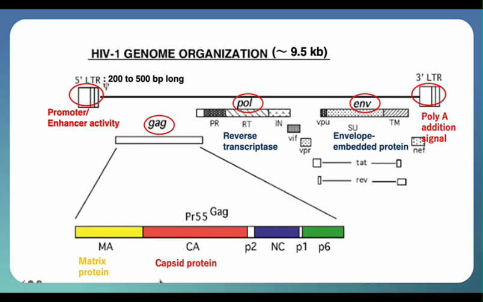Next, there is the POL region. This region encodes the reverse transcriptase enzyme and others. Finally, there is the ENV region. This region encodes the envelope protein and others. Overall, the HIV genome has a length of approximately 9.5 kilobases in its reverse transcribed DNA form.